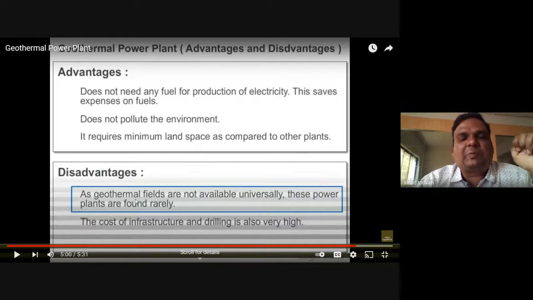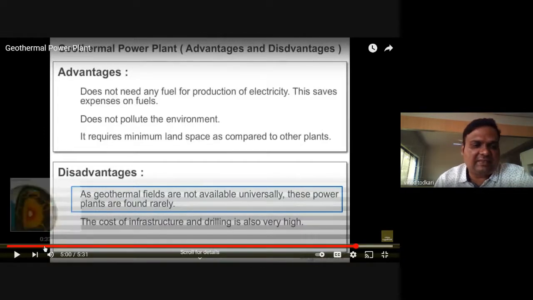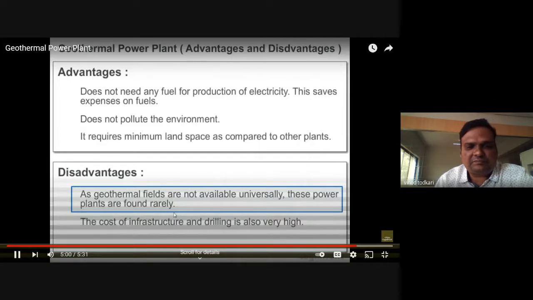Similarly, in geothermal power plants, if you look at the global scenario, in the US, plenty of geothermal power plants are there, right? Because of the availability of the geothermal fields over there. So the basic condition for a geothermal power plant is availability of the geothermal fields. They are not available universally, right? They are very rare. Universally, these power plants are found rarely.